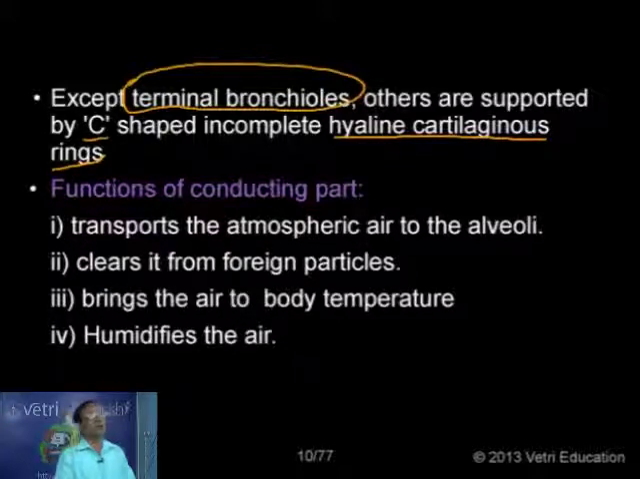C-shaped hyaline cartilaginous rings. That is one question also related to the collapsible nature. The non-collapsible nature of the trachea is because of the ring-shaped cartilage, what we call hyaline cartilaginous rings, and they support the wall of the trachea, the bronchi, secondary bronchi, and bronchioles, excepting the terminal bronchioles. All bronchioles are supported with this hyaline cartilage.